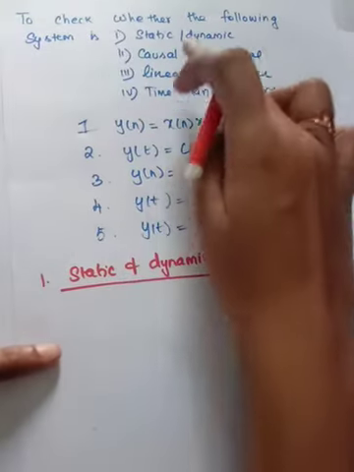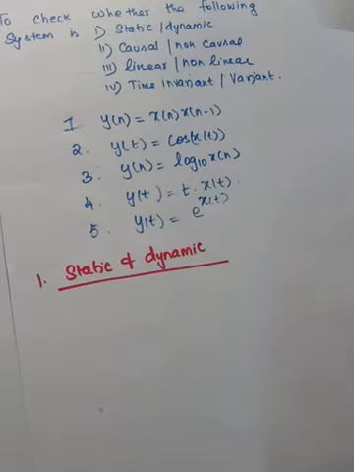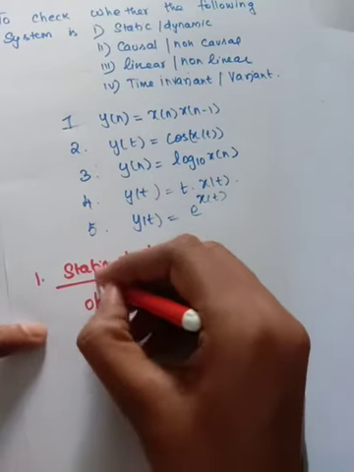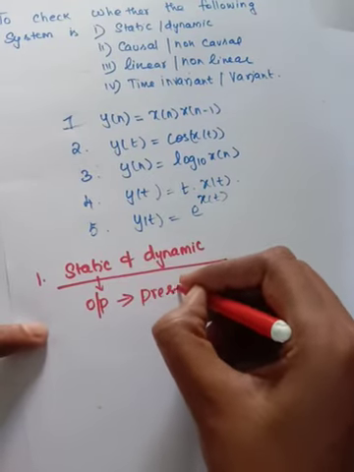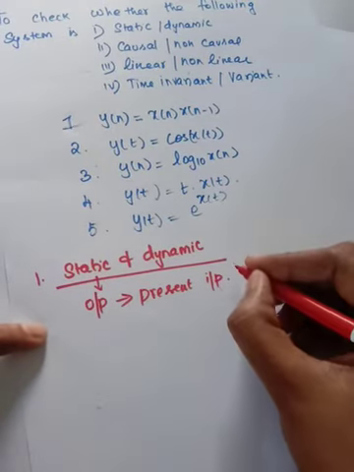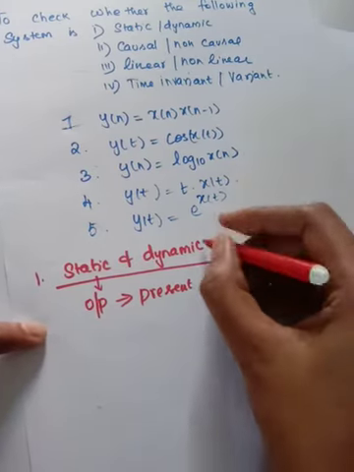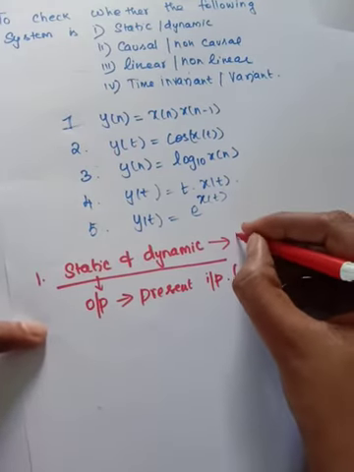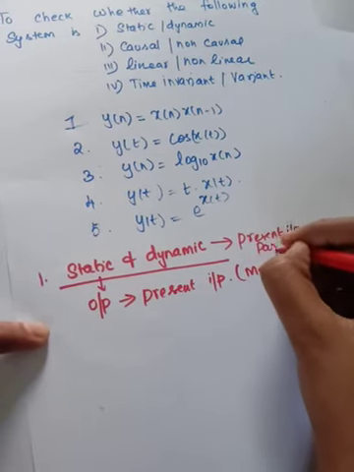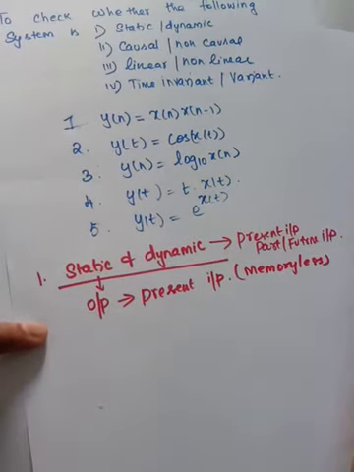So the first condition is static and dynamic. You know what a static system is: if the output depends only on the present input values, then the system is said to be static, that is, a memoryless system. The condition to be dynamic is that it depends on the present input as well as the past and future input values. So it is said to be dynamic.